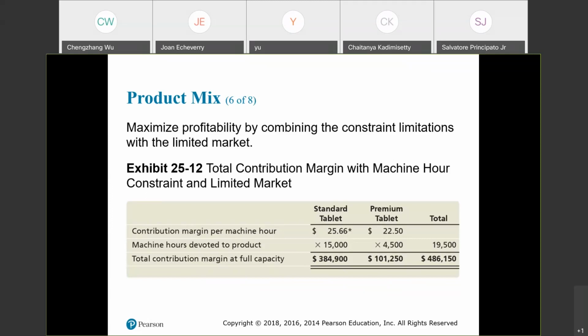The expected sales volume decreases to only 2,000, that means the extra 600 standard tablets will not be sold because of the competition from the market.